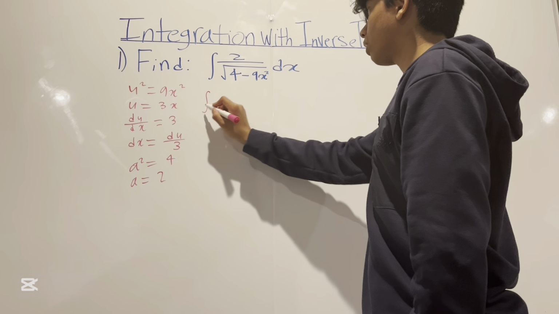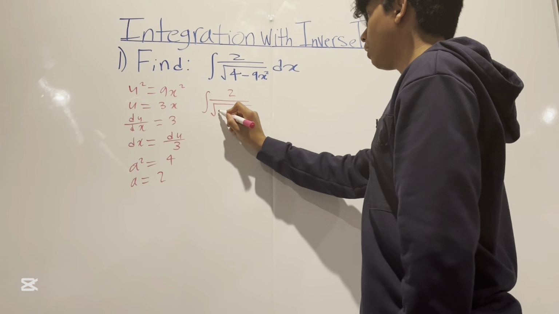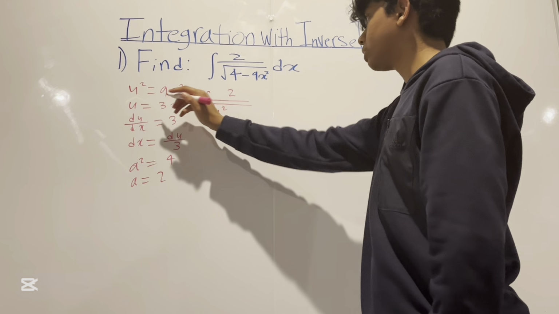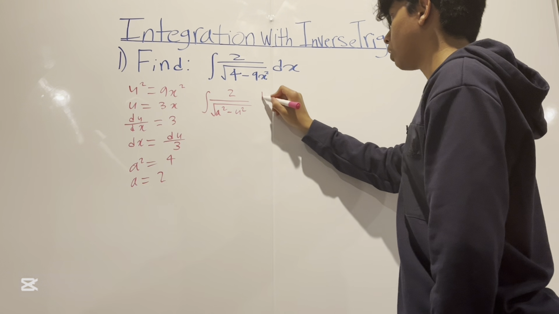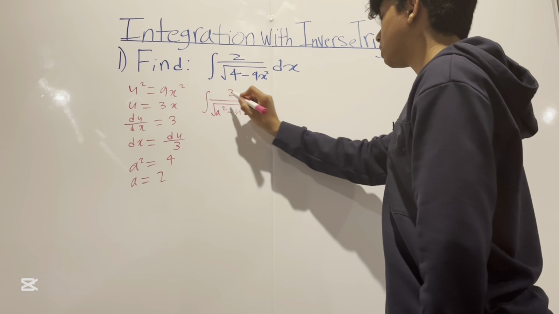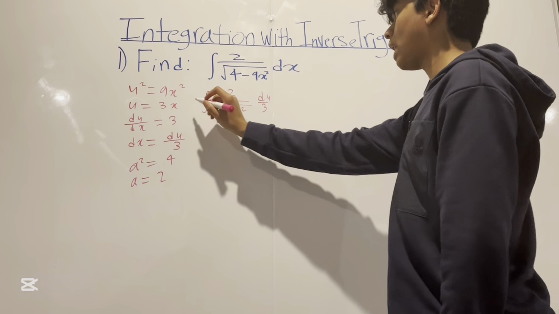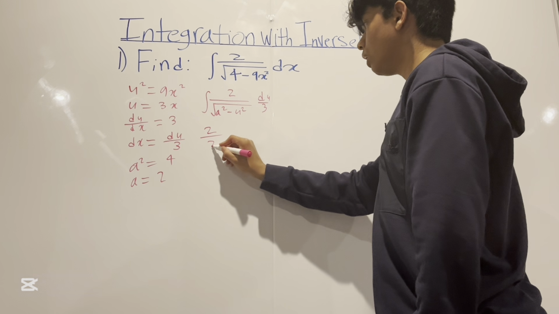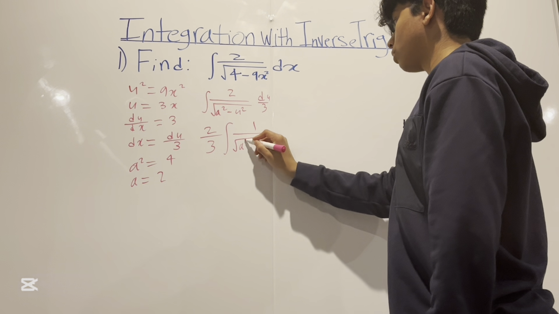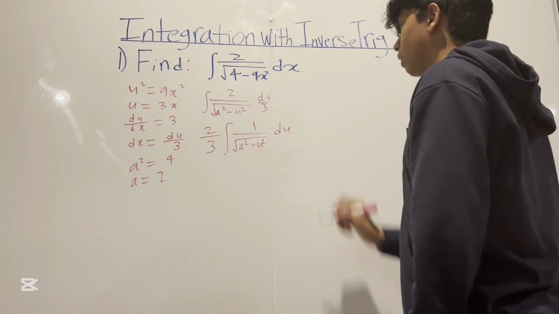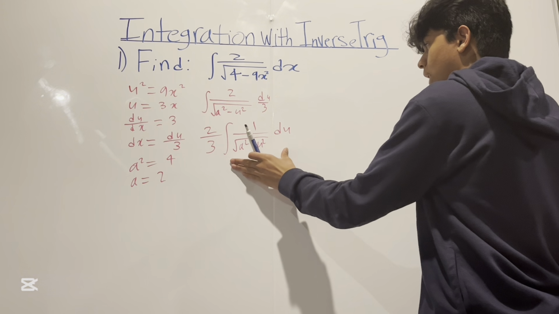So the integral of 2 divided by square root, and we said 4 was a squared, and we said 9x squared was u squared, so minus u squared, and we said dx was equal to du over 3. And since 2 and 3 are just things being multiplied by this entire thing, we can move them out of the integral. So we have 2 over 3 multiplied by 1 over square root a squared minus u squared du. Now we have this in that form, and 2 over 3 is just being multiplied by the entire thing.